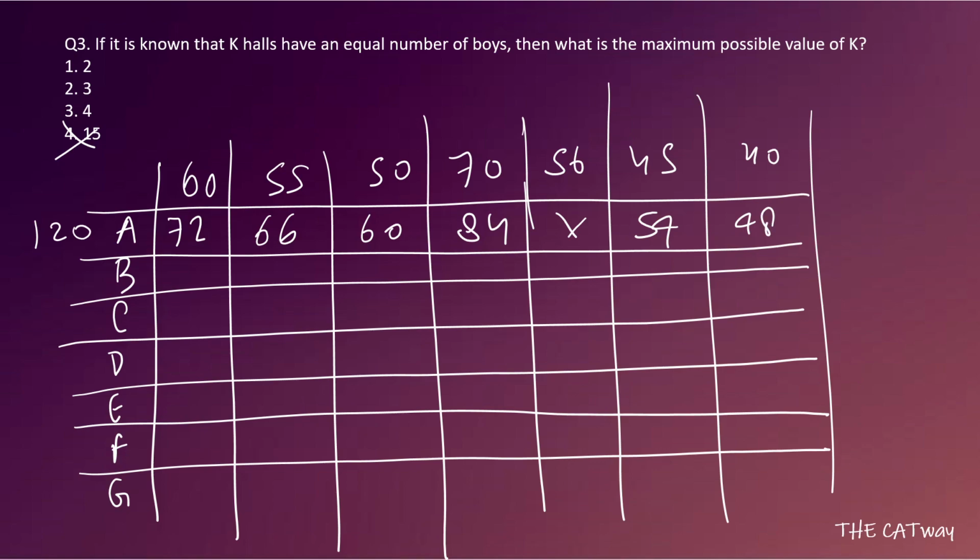Okay, coming to B, what do we have? We have 200, so 60% would be 120, 55% would be 110, 70% would be 140, 56% would be 112, 45% would be 90, and 40% would be 80.